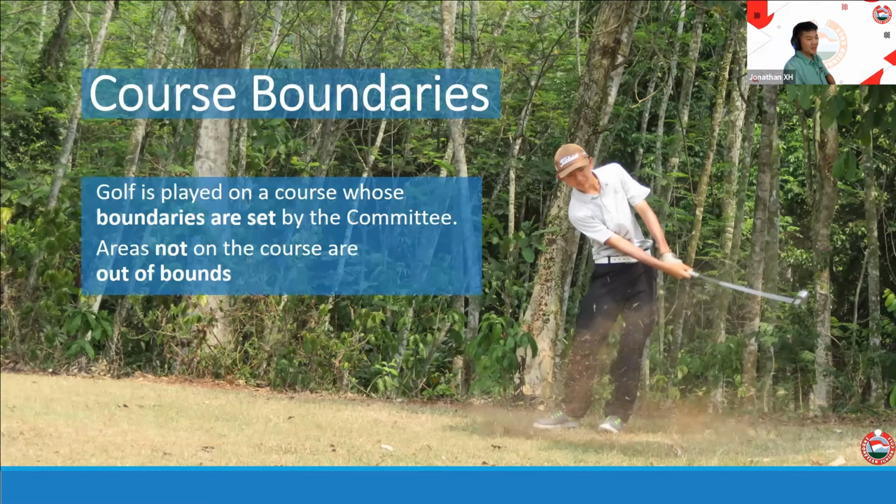So when we play golf, the golf course has boundaries that are set by the committee. For an example, behind the writing is a forest, and this forest is already part of the course boundary. Areas not on the golf course, like this forest, is out of bounds.